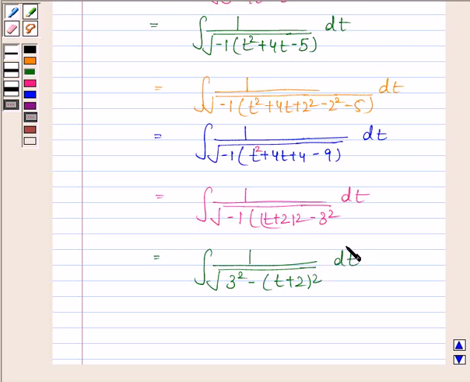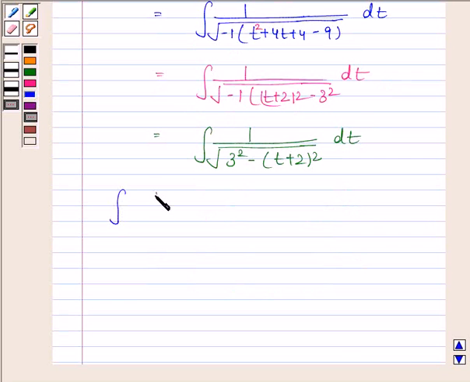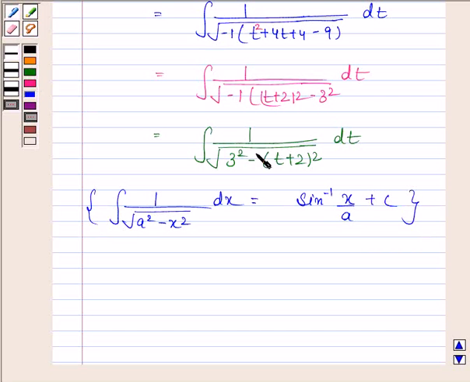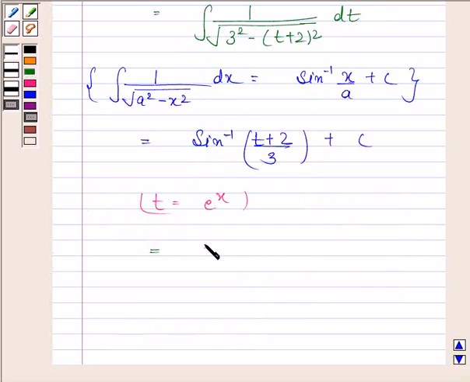with respect to t. So the integral of 1 by square root of a square minus x square with respect to x is equal to sine inverse x by a plus c, right? So by using this, the integral of 1 by square root of 3 square minus t plus 2 whole square is equal to sine inverse of t plus 2 divided by 3 plus c. Now t is equal to e to the power x, so this is equal to sine inverse of e to the power x plus 2 divided by 3 plus c.